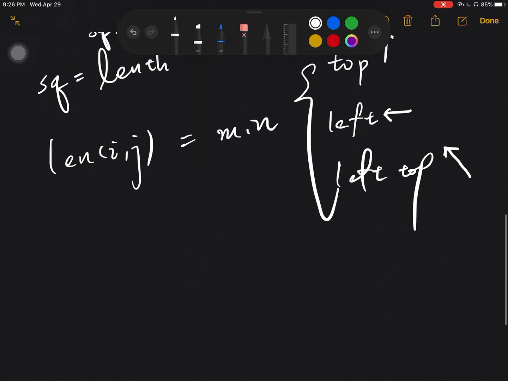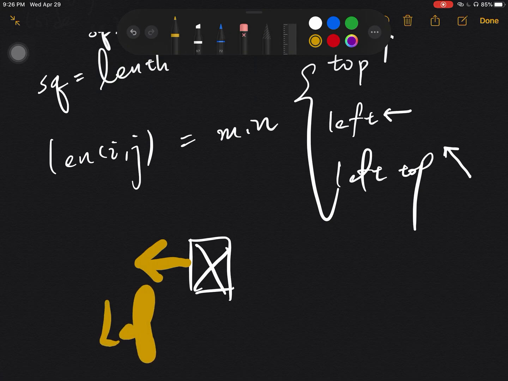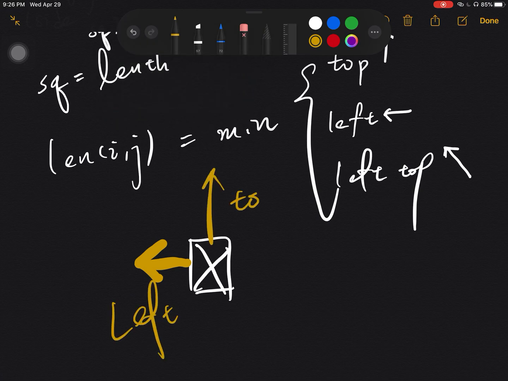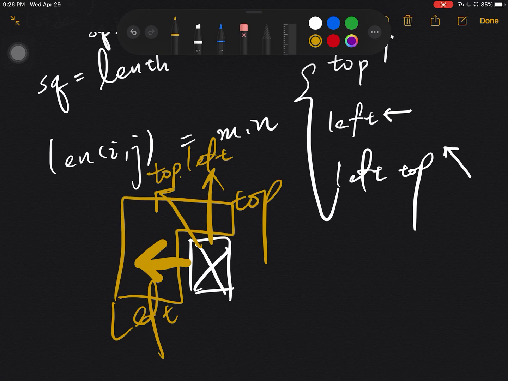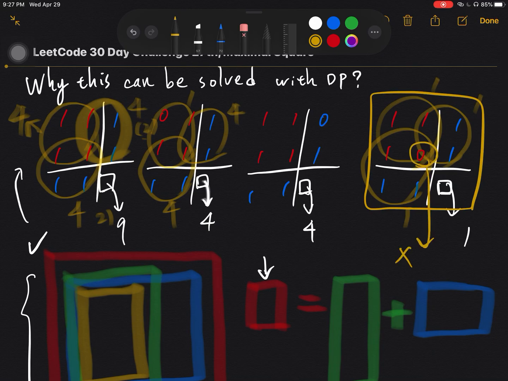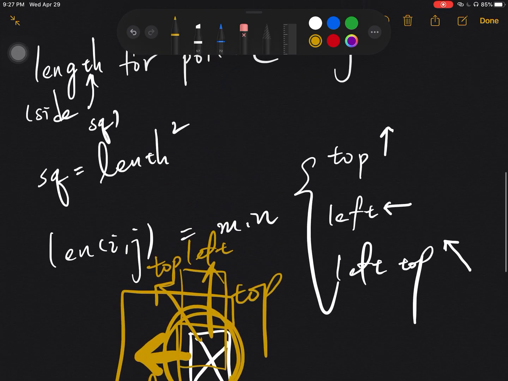Because why? As I mentioned before, if you still don't understand, for each square here, what can we connect it to via this square? There are three directions: the left, the top, and the top left. So we will select the smaller one to form the most possible square, because for the larger one, like this one, this will contain a 0, so it is not valid by the problem. Yeah. Okay, and now we can actually jump into the coding part.